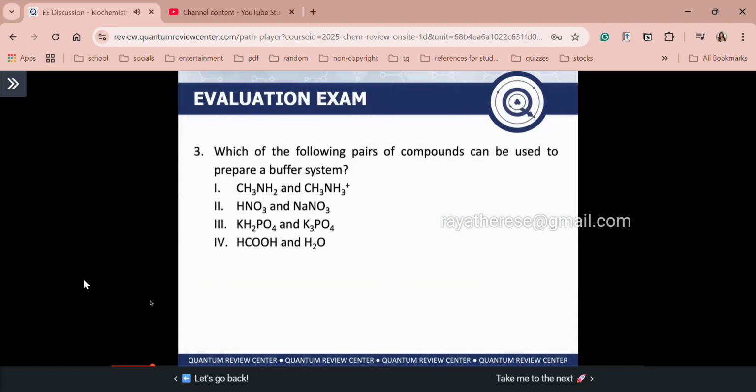Which of the following pairs of compounds can be used to prepare a buffer system? Class, check, we have 4 sets of possible answers here, and here are the choices. Before we proceed, I hope that you will be careful in answering these types of questions. Sir, why po?